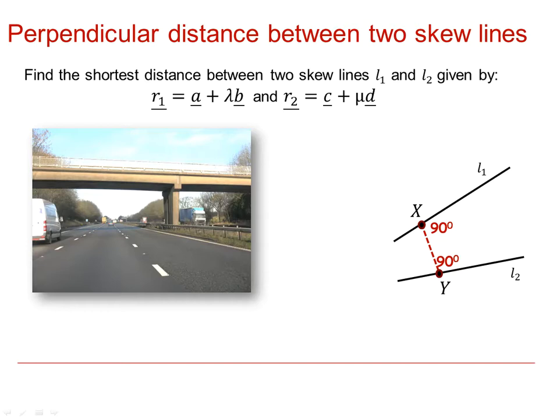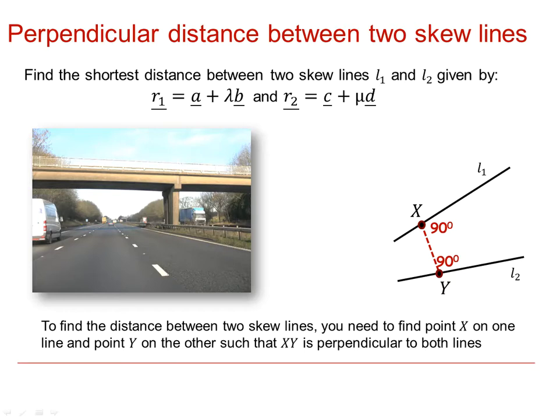Now by the shortest distance we mean a line joining the two lines L1 and L2, so XY on the diagram, which is perpendicular to both L1 and L2. So the method of solution of this is similar to what we've already done with distances between lines and point to line, in that we can do it by finding the relative vector and then making sure that that vector is perpendicular to both lines by using the dot product.